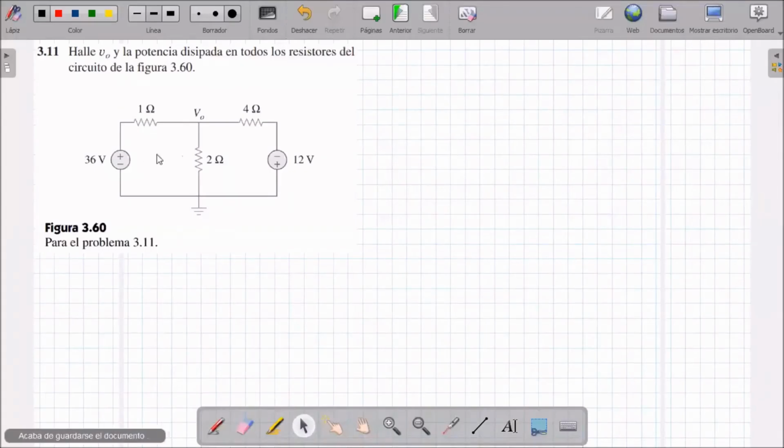Good morning, colleagues. Today we are going to perform exercise 3.1 from the Electrical Circuits Fundamentals book, and we continue solving the exercises until completing the book's solution. In this exercise we are asked to determine the zero voltage that is at this point and the power of each of the resistors.